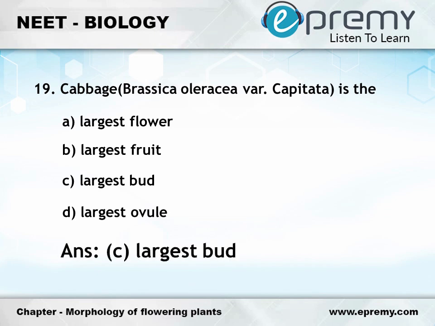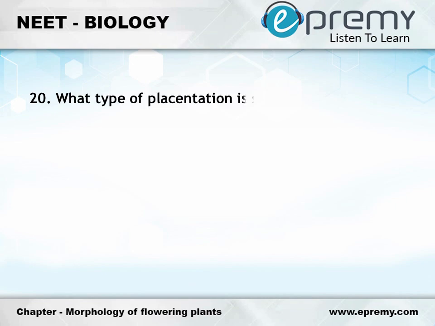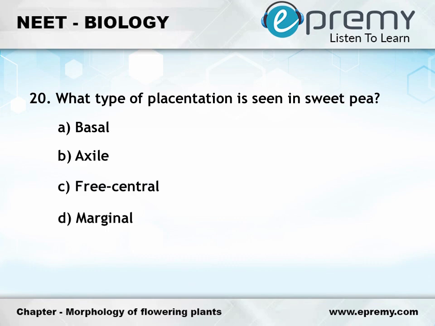Question number 20. What type of placentation is seen in sweet pea? Option A, basal, option B, axile, option C, free central, option D, marginal. The answer is option D, marginal.